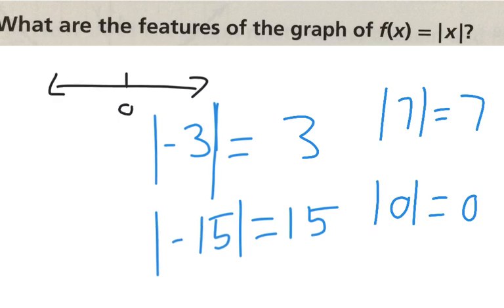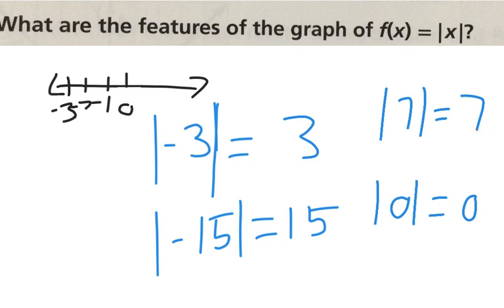Okay, when you first learned about absolute values, the way they showed you is they said, think about a number line. If I want to know the absolute value of negative 3, what I want to know is how far away is the number from 0. So negative 3 is 1, 2, 3 units away. So the absolute value of negative 3 is 3. The absolute value of 7, well, that is 7 units away.